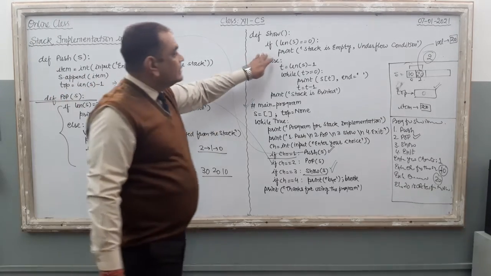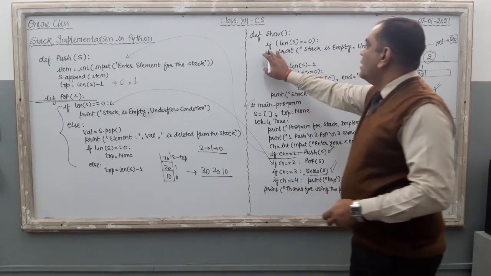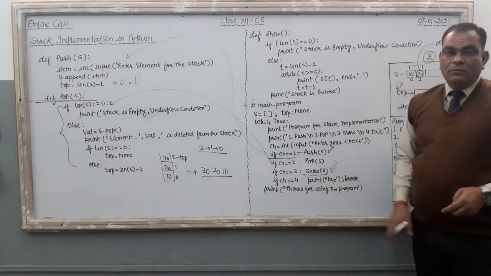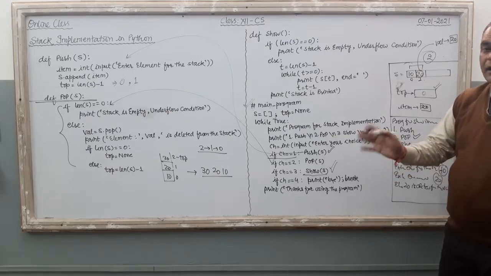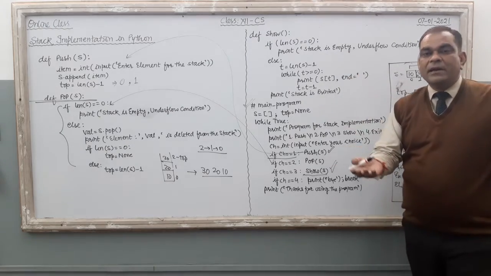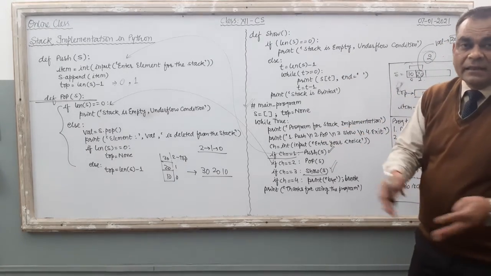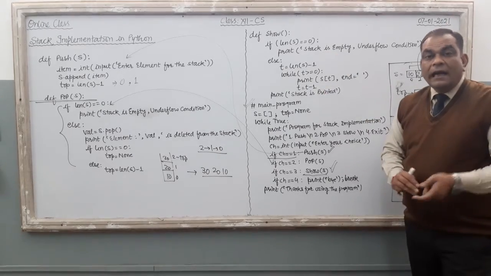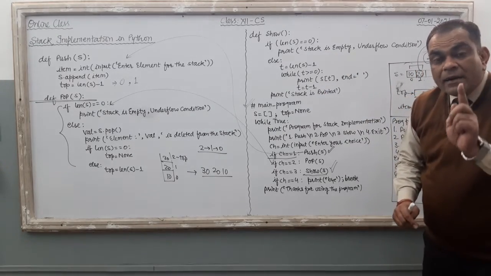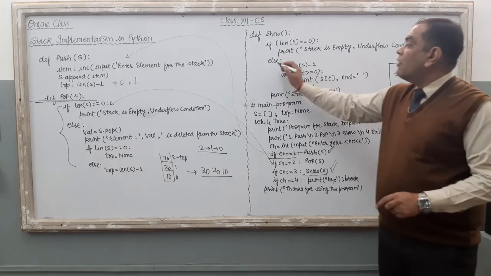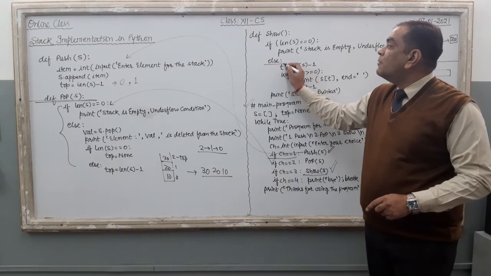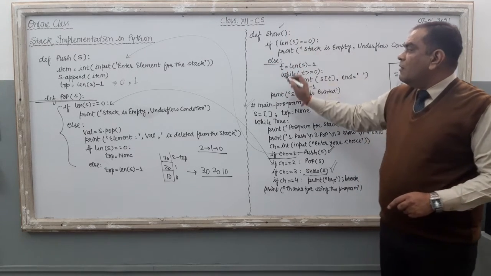So for that, this is the show operation here. Just check it out. If len s equal to 0, the length of the stack is 0, it means the stack is empty. Stack empty, so you cannot display anything. No element is there in the stack, so a message is shown. Else, if some elements are there in the stack, then your computer enters the else block of this show function. What is there in else?